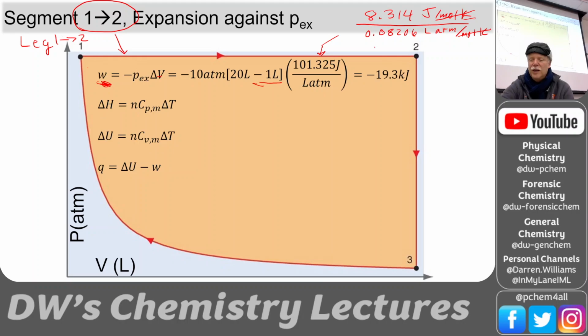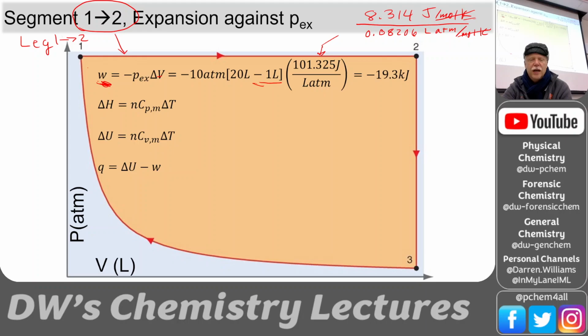So you get negative 19.3 kilojoules. Don't drop your negatives, that's the problem. So that tells us that work came out of the system. It did work on the surroundings, 19.3 kilojoules of work. Let's calculate delta H and delta U and Q.